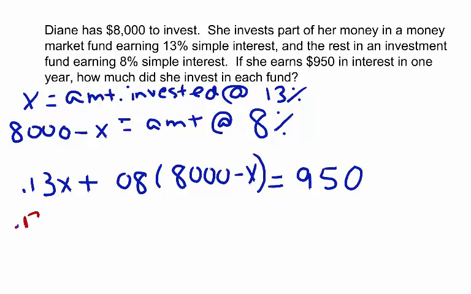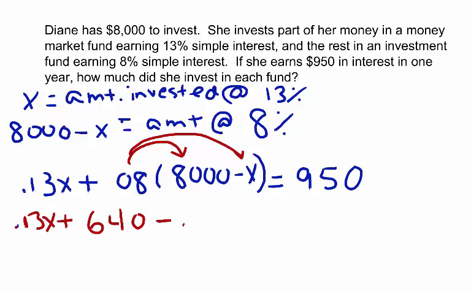0.13x plus, now I'll distribute 0.08 through my parentheses, multiplying 0.08 times 8,000, which gives me 640, and then multiplying 0.08 times x, minus 0.08x, equals $950.